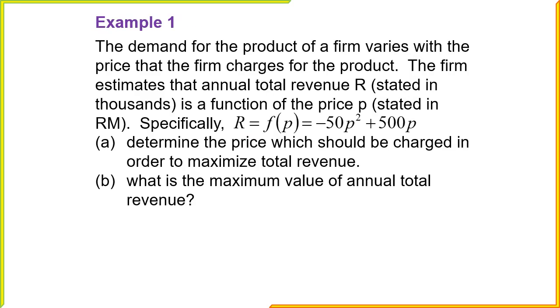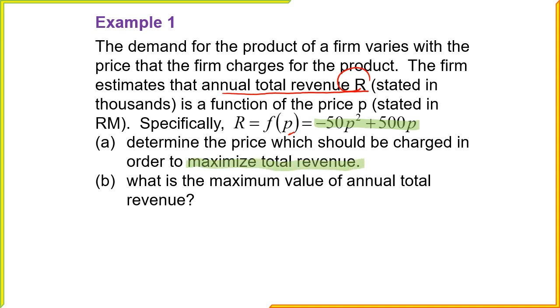So example 1. The demand for the product of a firm varies with the price that the firm charges for the product. The firm estimated annual total revenue R, stated in thousands, is a function of the price P, stated in RM. So revenue is a function in terms of P. Specifically, R(P) = -50P² + 500P. Now, determine the price which should be charged in order to maximize total revenue.